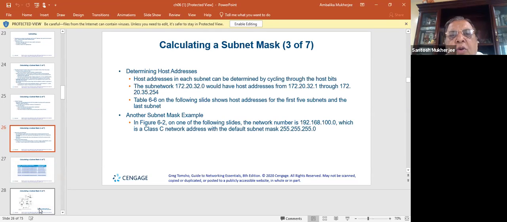Determining host addresses. The host address in each subnet can be determined by cycling through the host bits. The subnet of 172, so the host is 172.0.20. This one would have a host address through 172 to this one. So the host address is on the left side and the cycling address is on the right side.